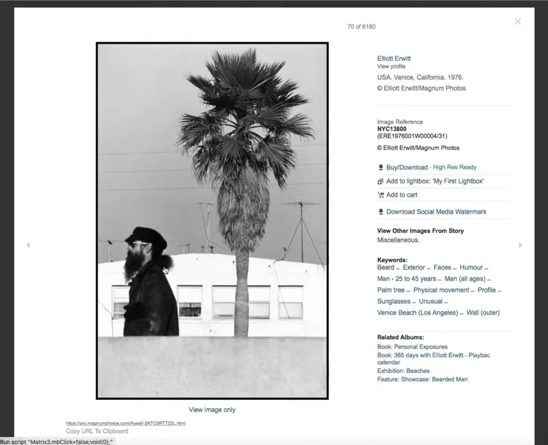Again, he is playing off elements in this composition. He has the beard of the man, and it's sort of echoing the shapes in the leaves of this tree. And of course, you have good figure-ground relationship. You have a very dark subject on a light background.